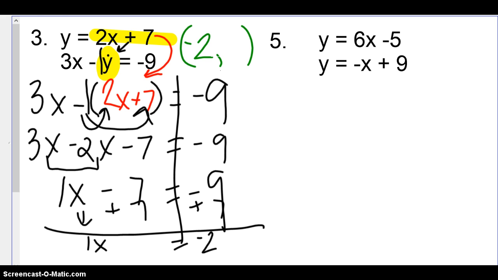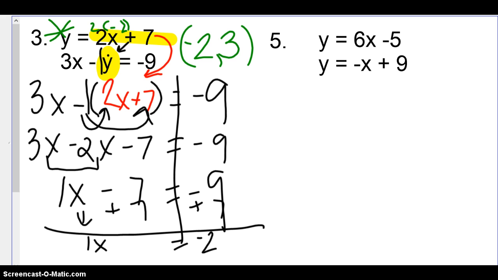Now, how do I figure out what the y is? Well, I'm going to go back into my original equation. Either one is fine, but since this one already says y equals, it's going to be easier for me to substitute this negative 2 in there. So 2 times negative 2 is negative 4, plus 7 gives me 3. So the solution to my linear system is negative 2, 3.